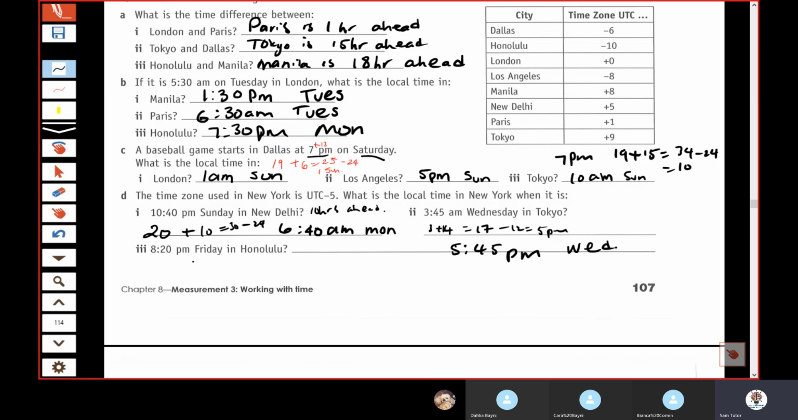Last one. 8:20 p.m. Friday in Honolulu. So Honolulu is 10 hours away. That's 5 hours away. So now Honolulu is 5 hours behind. So we're going to do 8:20. Take away 5 is obviously 3:20 p.m., still on a Friday.